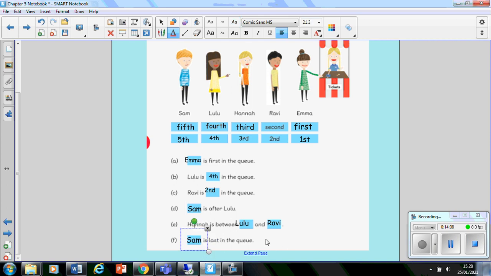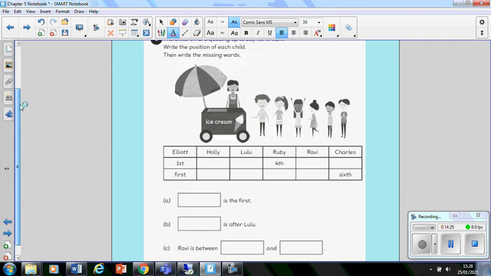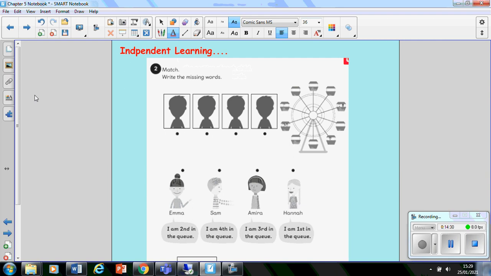Okay, so once you've done your guided practice with me, you can move on to your worksheet for today, which is literally like our guided practice that we did. Okay, so you've got your first sheet that looks like this, and your second sheet that looks like this, where you're writing the missing words. Okay, so you check, you're matching these people in the queue. So it says I am 2nd in the queue, so where would Emma be? I don't know, you tell me where she would be.